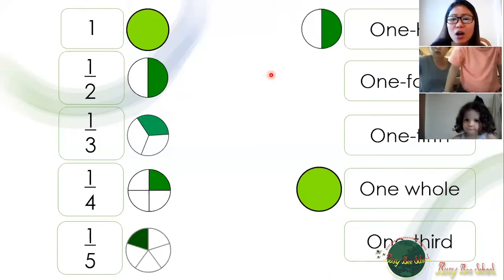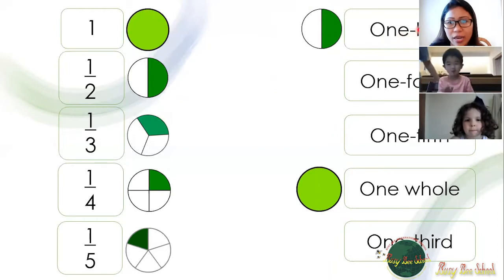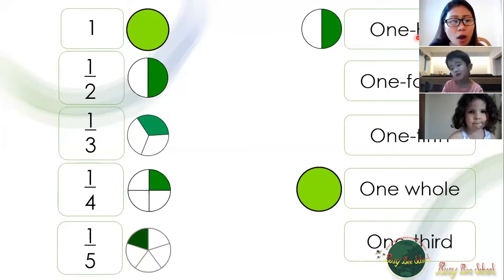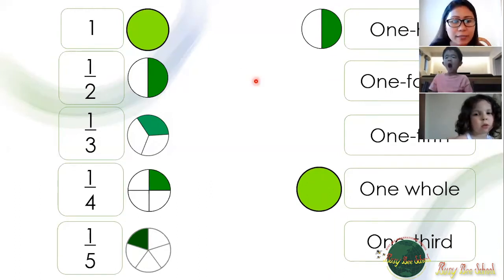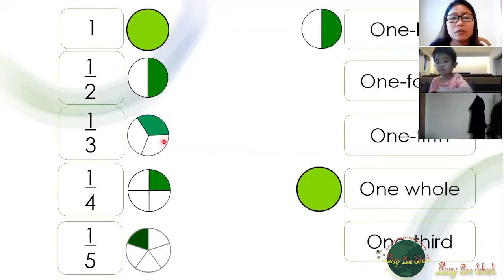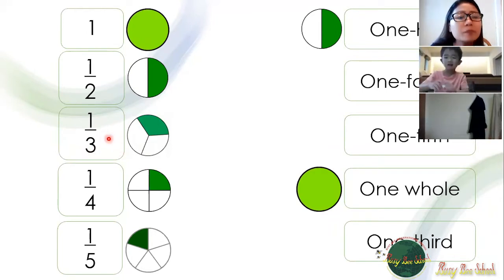So we have here O-N-E dash H-A-L-F. So this says one half. So they are the same, okay? They are the same parts. This is the symbol and this is the name. All right? All right, next, Kushi. The third one. What is this one? One.